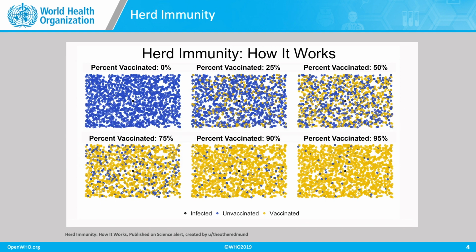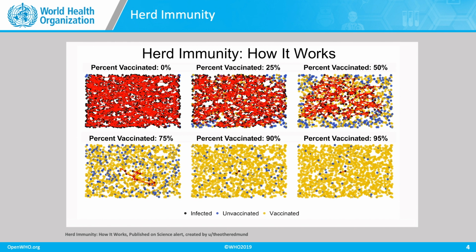The blue dots indicate a person who is unvaccinated. The yellow dots indicate a person who is vaccinated. The red colour represents poliovirus spreading through the particular community. The top row, indicated by the 0%, 25% and 50% vaccinated boxes, is low levels of vaccination. It enables the virus to spread and reach all susceptible and unvaccinated individuals.